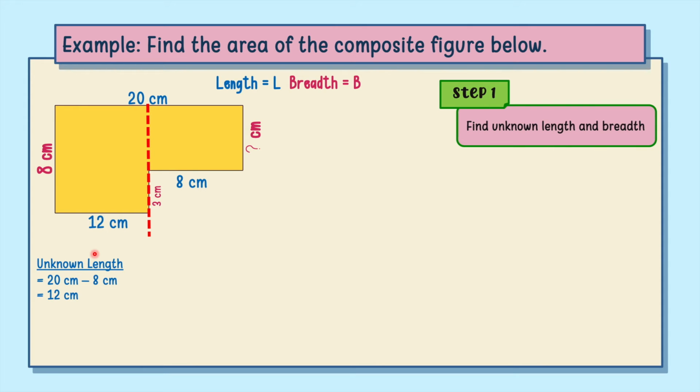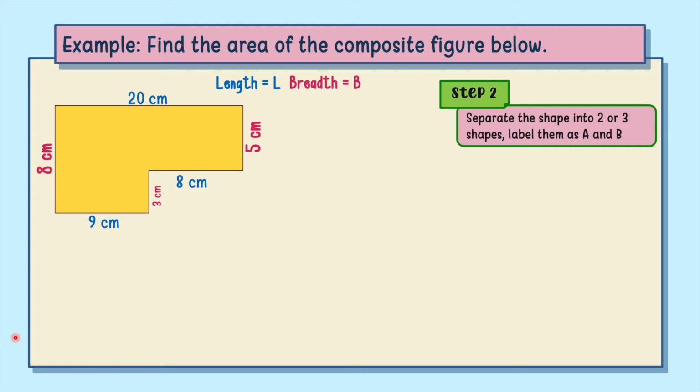So we already know the unknown length. The next one, we're going to find the unknown breadth. Let's look at the breadth here. We have 8 centimeter and 3 centimeter. So how can we find this unknown breadth? The unknown breadth is 8 minus 3. The answer is 5. We have found the unknown length, which is 12 centimeter, and also the unknown breadth, which is 5 centimeter. So all sides here, we already know all of them.